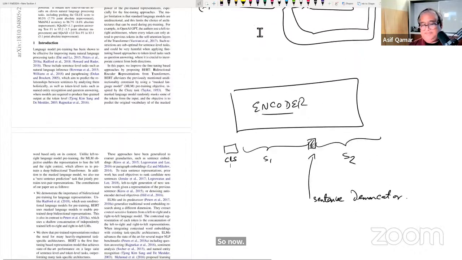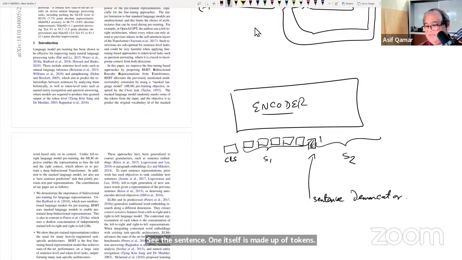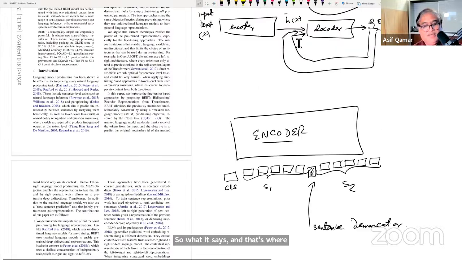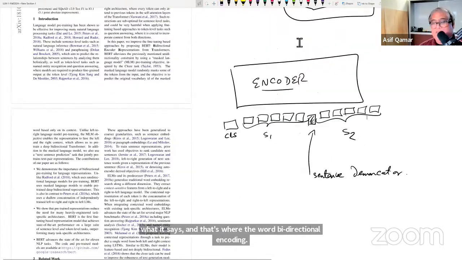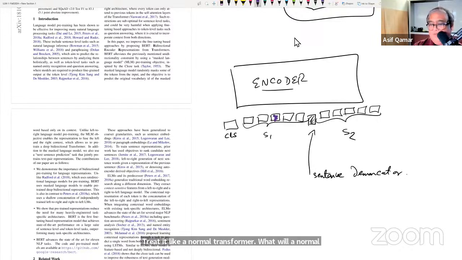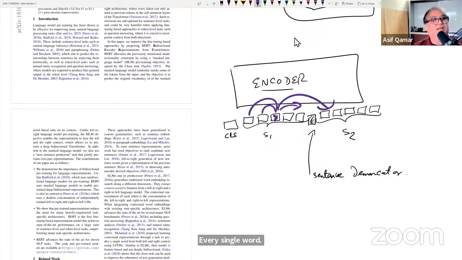It said that, see, sentence 1 itself is made up of tokens. For example, it could be: the cow jumped over the moon. And sentence 2 could be another sentence: happy cows were grazing in the field. Right? Two sentences. So what it says, and that's where the word bidirectional encoding comes in, is: treat it like a normal transformer. What will a normal transformer do? Every single word will pay attention in every direction. It will pay attention to words before and words after it. Does that make sense, guys?